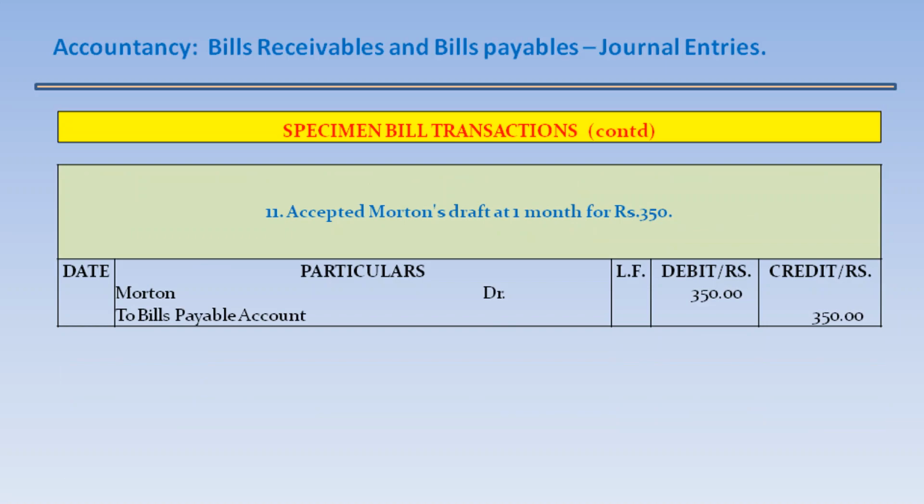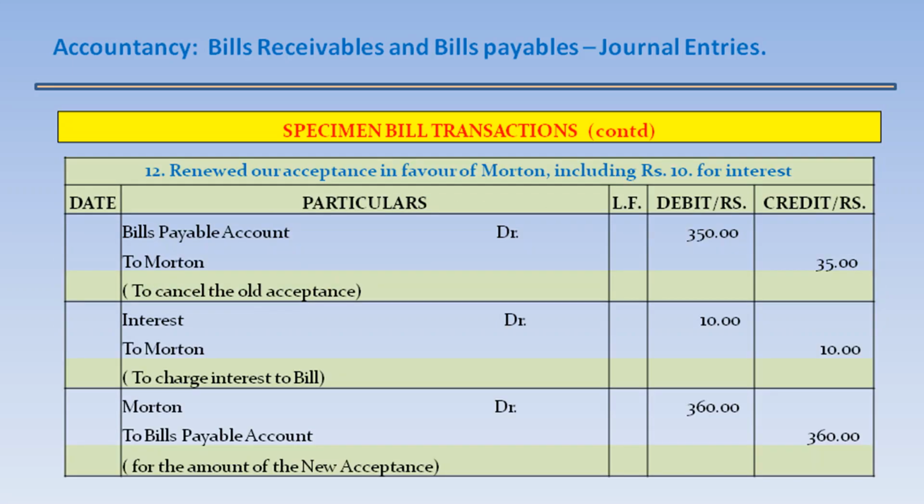11. Accepted Martin's draft at 1 month for Rs 350. Martin account debit to bills payable 350 rupees. 12. Renewed our acceptance in favor of Martin including Rs 10 for interest. Bills payable account debit to Martin 350 rupees. Interest account debit 10 to Martin 10 rupees. Martin debit 360 to bills payable account 360.